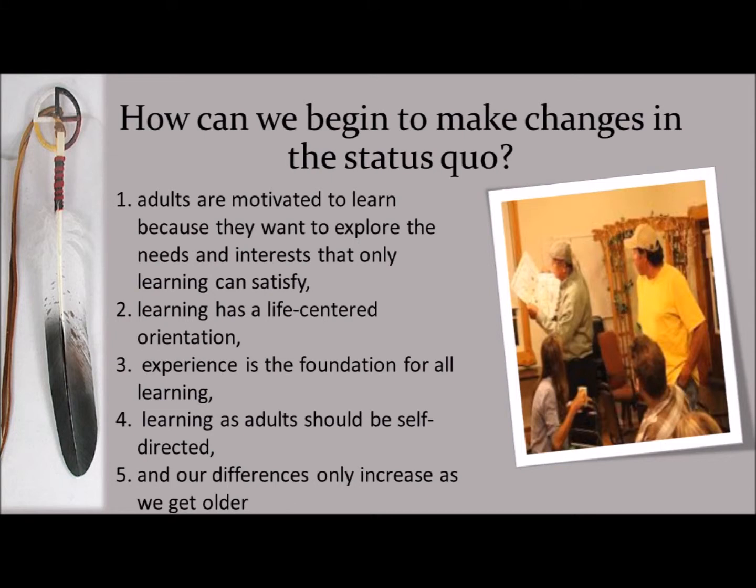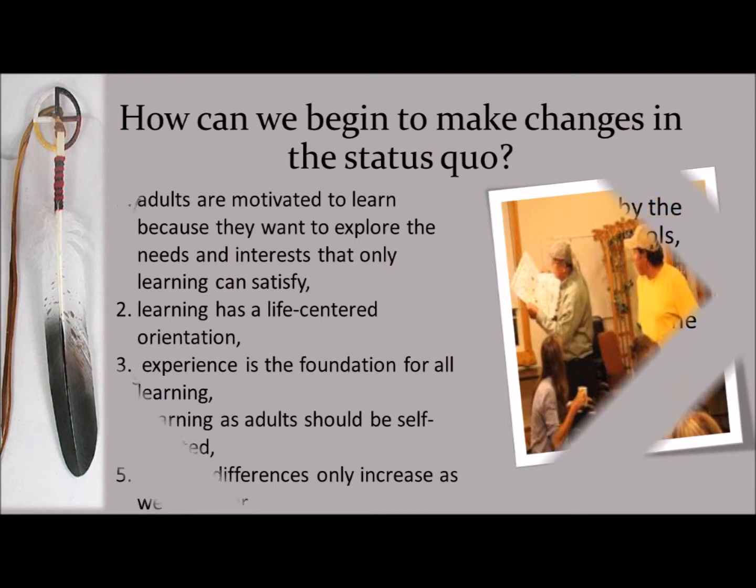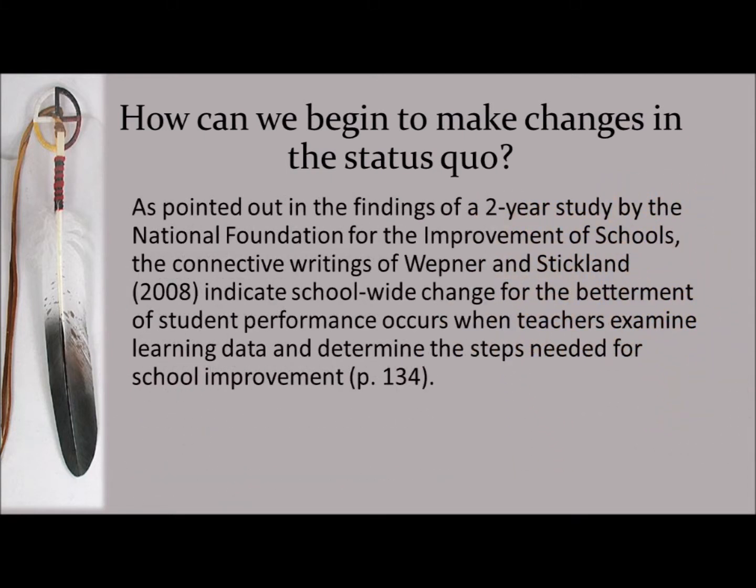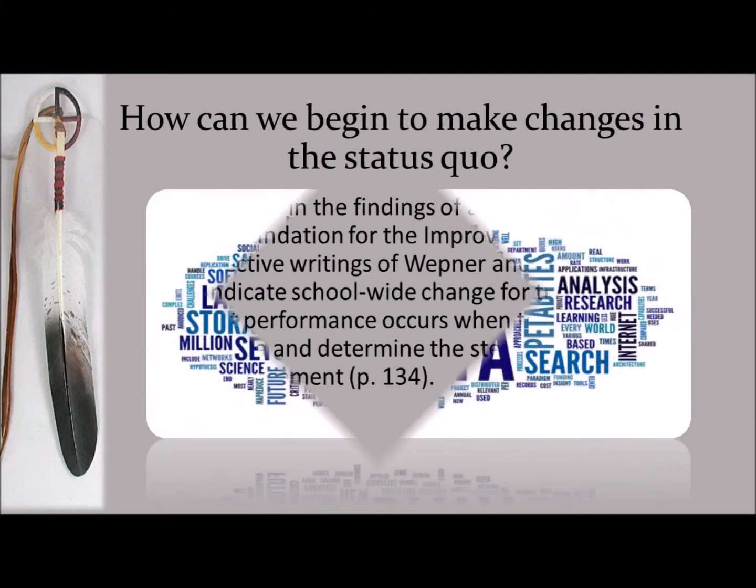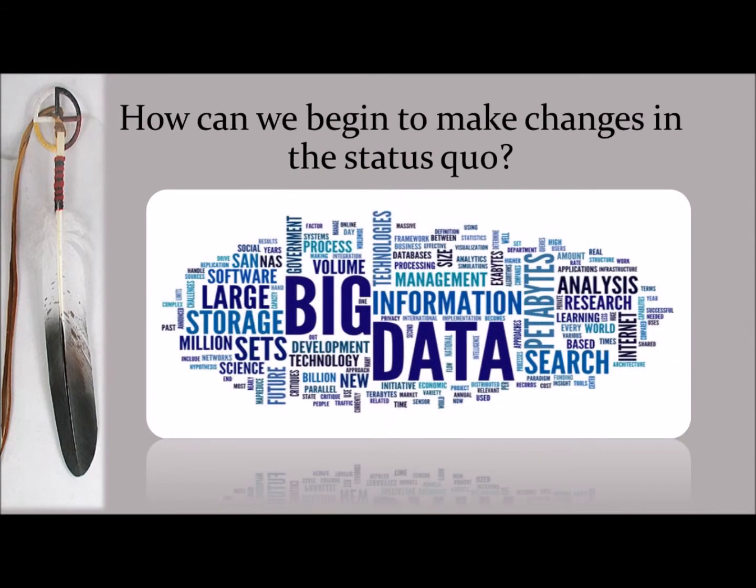Indications are that the adult, according to a situation, becomes self-directed to learn, and therefore the desire to learn becomes a need. As pointed out in the findings of a 2-year study by the National Foundation for the Improvement of Schools, the connective writings of Wepner and Strickler indicate school-wide change for the betterment of student performance occurs when teachers examine learning data and determine the steps needed for school improvement.